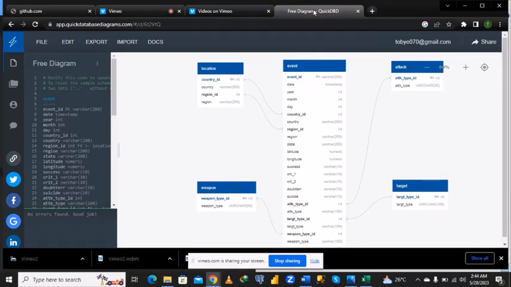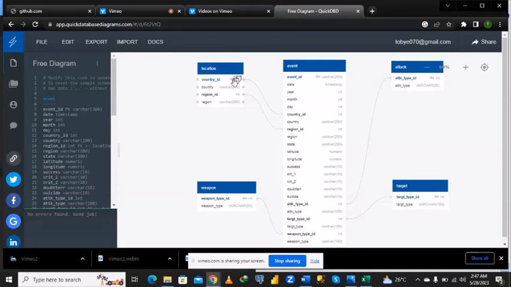For the next phase of my analysis, I decided to normalize my data to reduce redundancy and to enhance efficiency. For this, I used the QuickDBD tool to create my entity relationship diagram. To create my entity relationship diagram and normalize my data, I created 4 additional tables, which were the locations table, the attack table, the target table, and the weapons table.